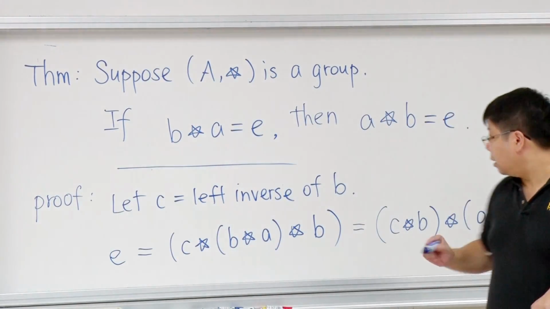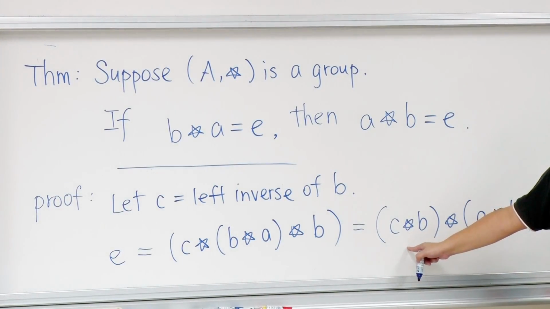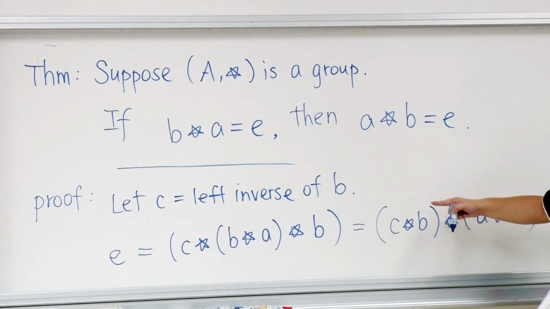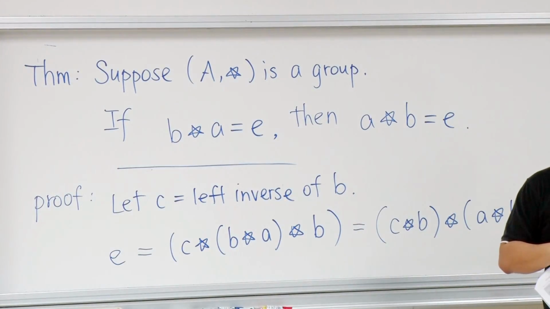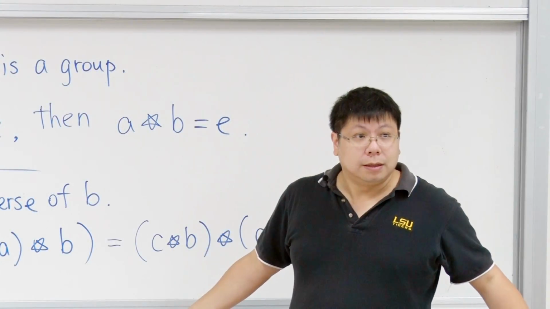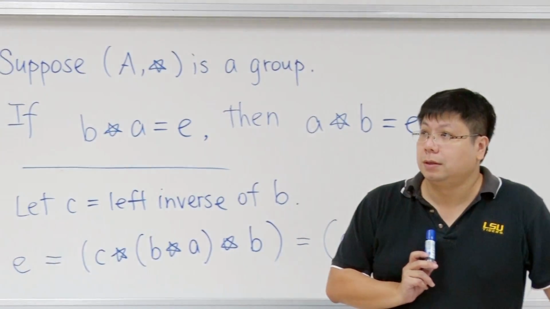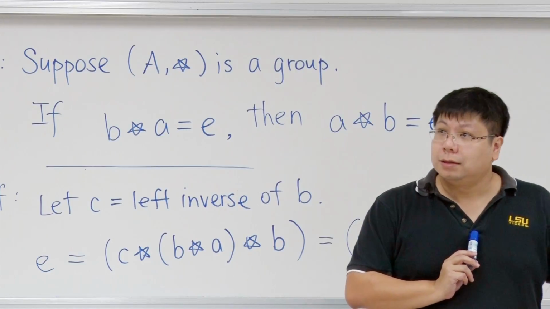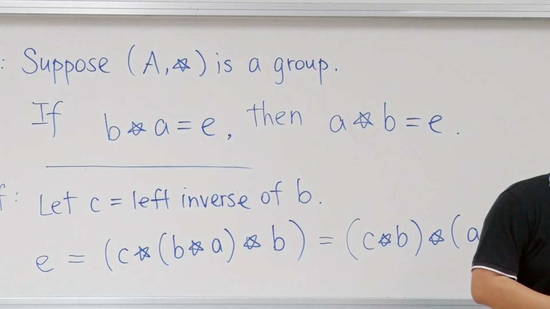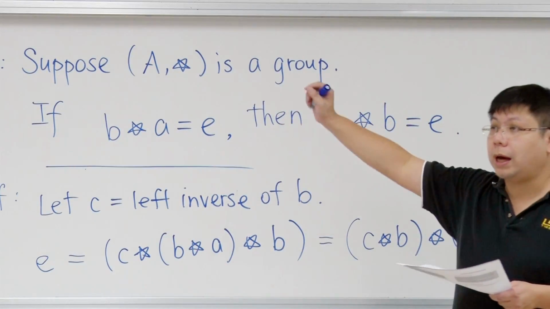So this is equal to E. Look at this thing. What is C star B? C is the left inverse of B, right? So this is E. E multiplied with anything is that thing, so this is going to be A star B. And that's it. We have shown that A star B is equal to E. This is what we want. And this shows that if something acts as a left inverse, then it also acts as a right inverse.